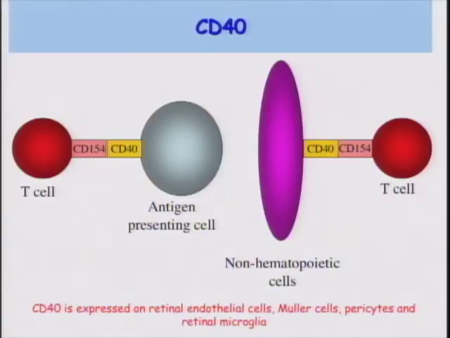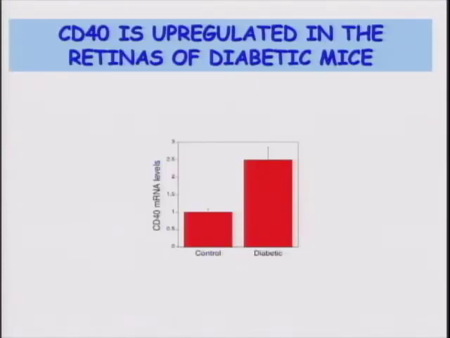We've recently demonstrated that primary retinal cells in humans as well as in mice express CD40, and these cells include retinal endothelial cells, Muller cells, pericytes, and microglia. And this led us to ask the question of what the role of CD40 is in the development of diabetic retinopathy. So we began by looking at what happens to the expression of CD40 in the retinas of diabetic mice.